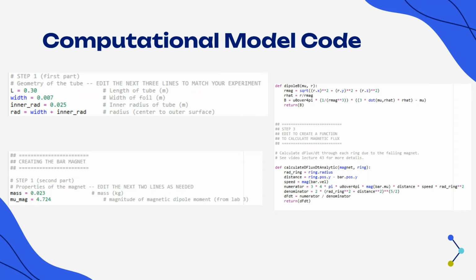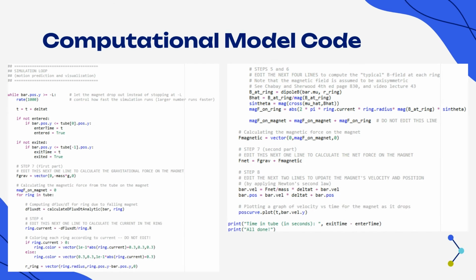So here's the computational model code. First, constants were put into the code, including length, width, and inner radius. The total radius was calculated, and then the mass and the magnetic dipole moment were imported from Lab 3. Then the magnetic field was calculated, and the change in flux was also calculated using the formulas stated previously. Next, there's a time loop, which calculates the magnetic force on the magnet and also the gravitational force. And then the velocity and position of the magnet are updated, as you can see here.